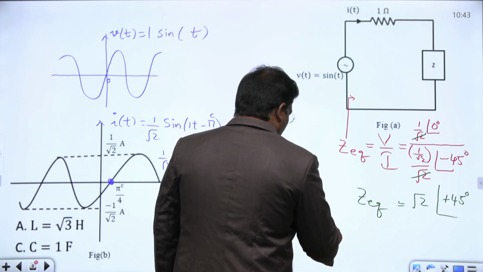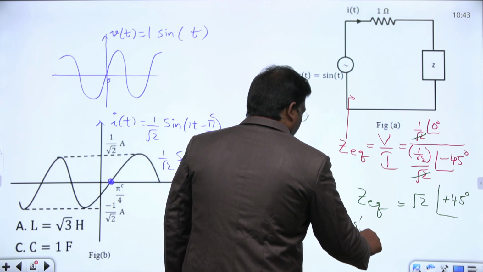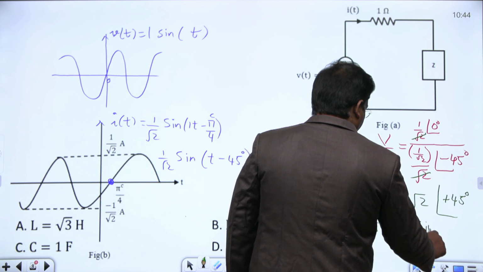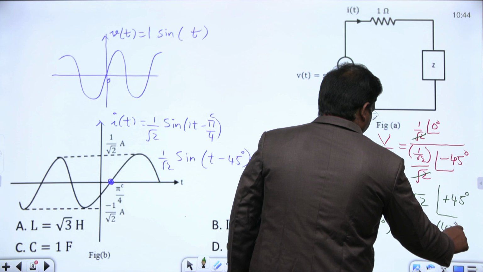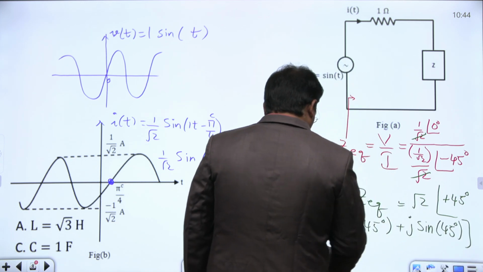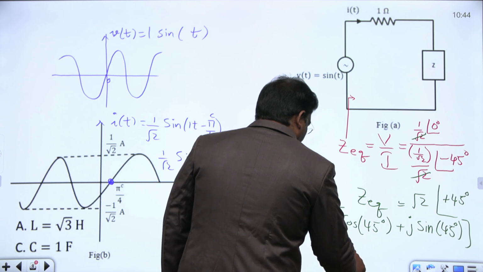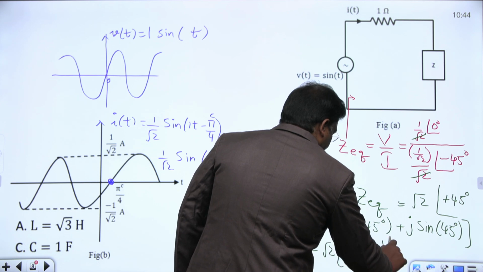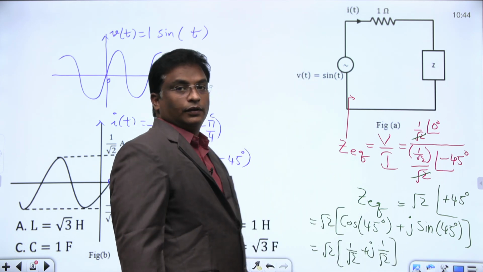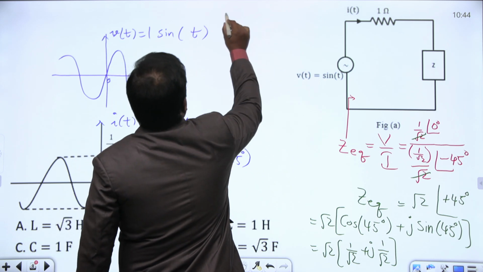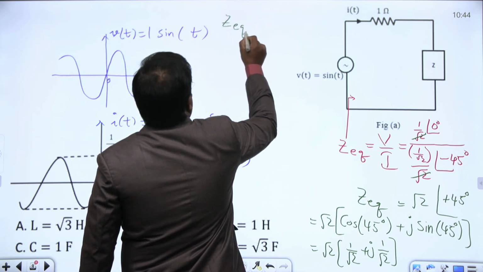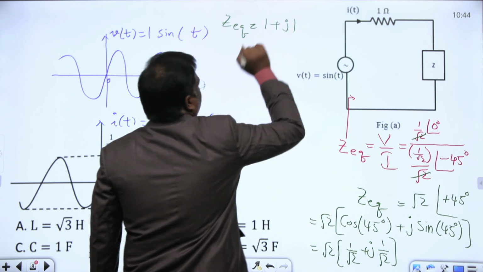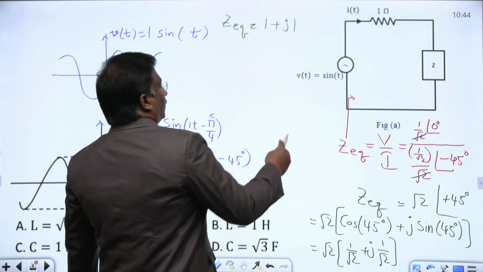This can be written as root 2 cos 45 plus j sin 45. This is root 2 into 1 by root 2 plus j 1 by root 2. Root 2 is getting cancelled. Then what is the Z equivalent here? Z equivalent, root 2 cancels, 1 plus j1. That's 1 plus j1.